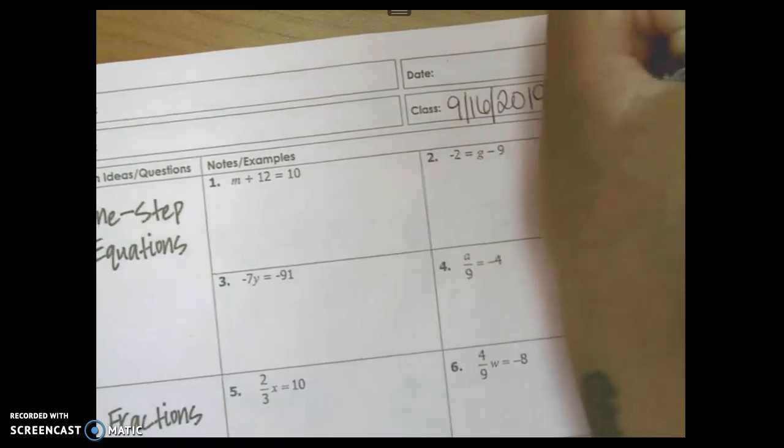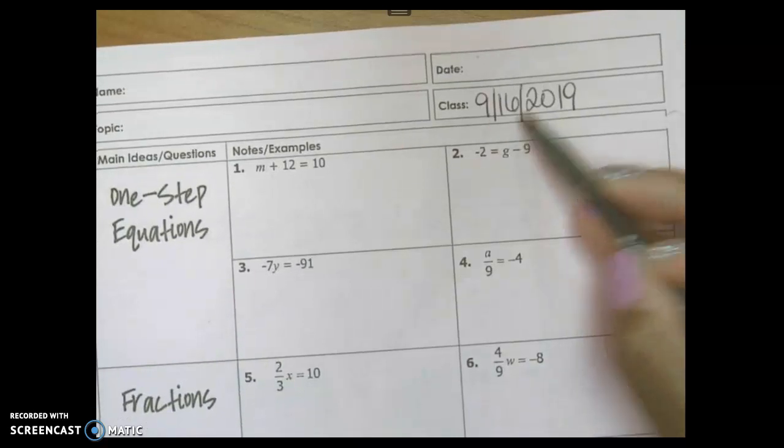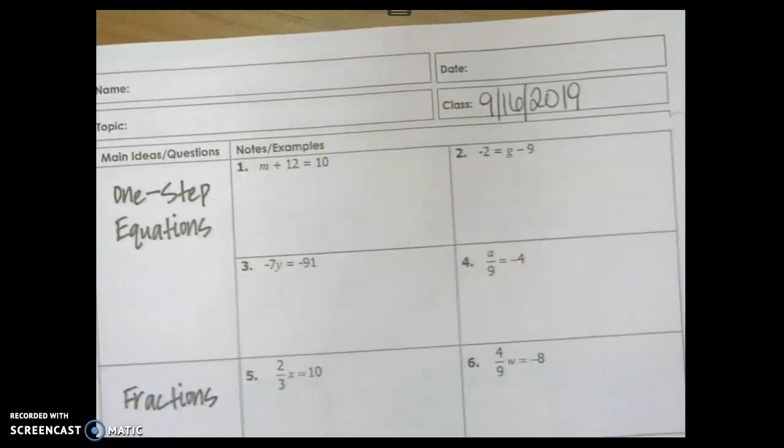Some of us were given this assignment last Friday, so it might say 9/13, but we didn't necessarily finish it in class, and I didn't want you to take it home for homework. So now we're going to be working on it for homework tonight. It will all be due tomorrow.